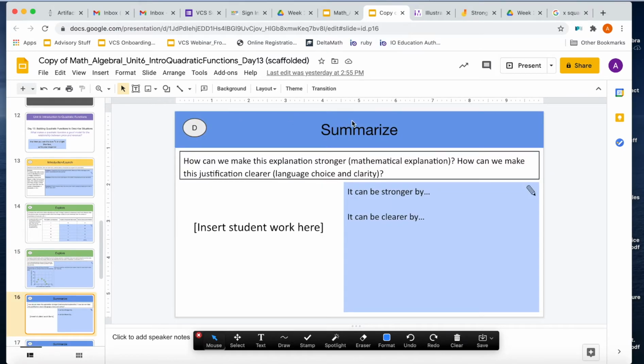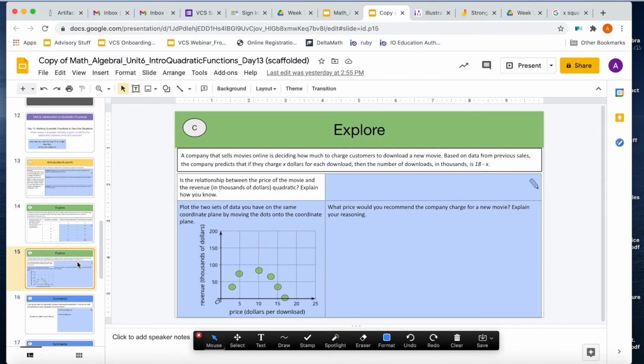So when we get to the summarize portion of the lesson, how can we make this explanation stronger? How can we make the justification clearer? We're going to use student work. If you have a break, maybe they have a 15-minute break, you might use that time to sift through the work, or you might allow students to sign off, and then revisit this lesson the next day to execute this instructional routine.